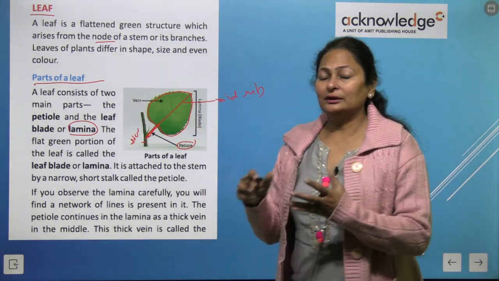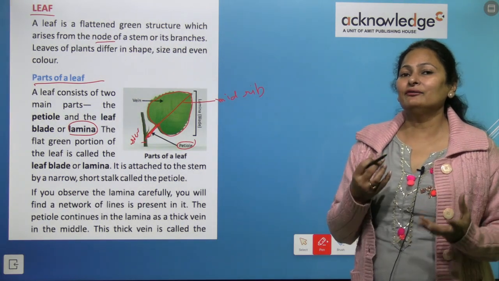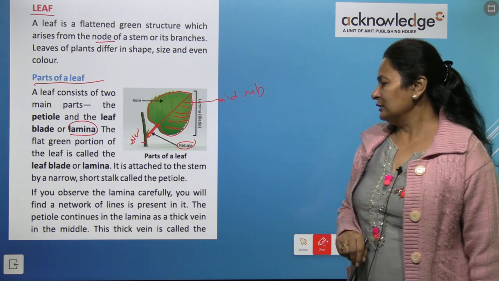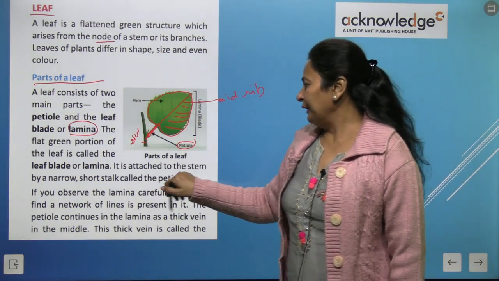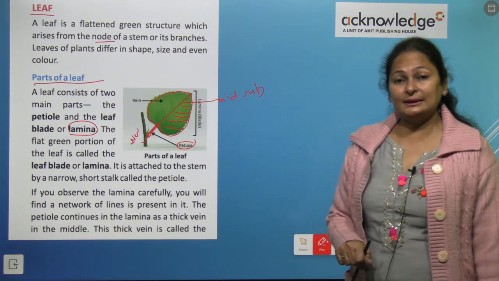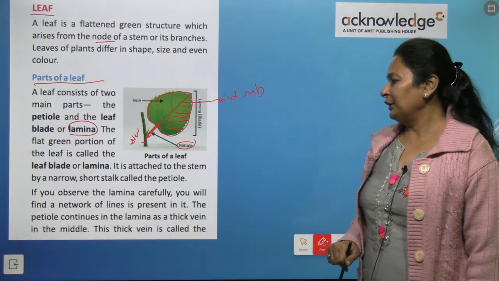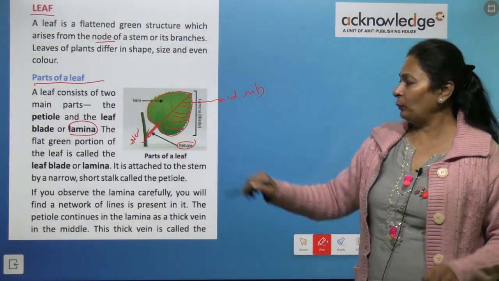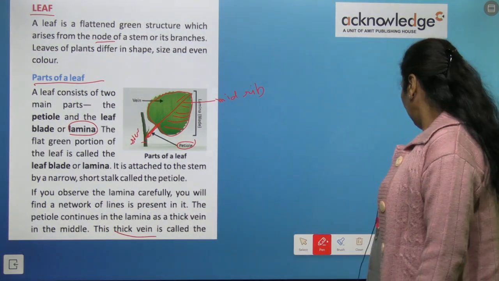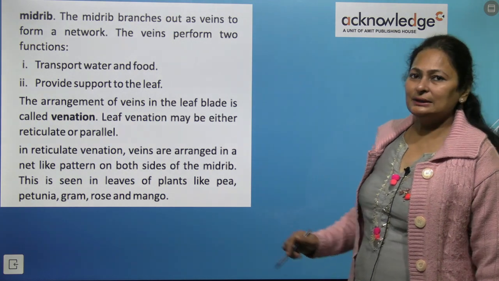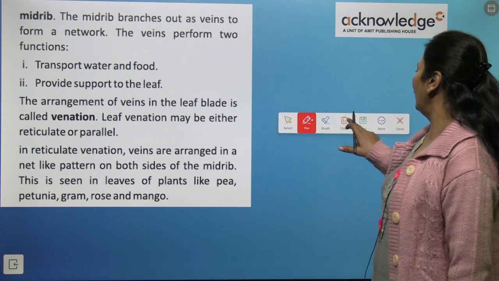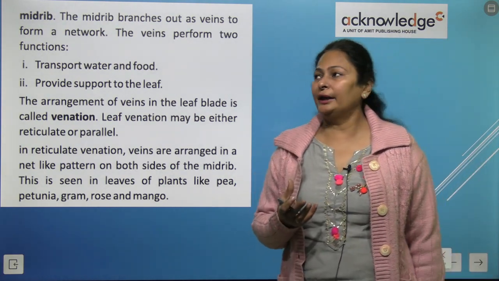And the leaves have other veins also. You can see some thinner veins, right? So the lamina has a midrib, and you will find a network of lines present in it. The petiole continues in the lamina as the thick vein that I told you about. It is called the mid vein, thick vein, and now it is named the midrib. The midrib branches out as veins to form a network.